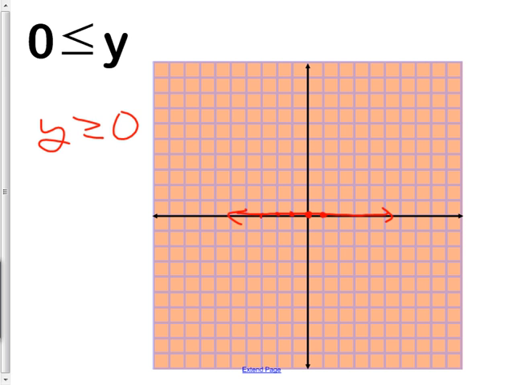Okay, so now my next thing is, should this be a solid or should this be a dotted line? Solid, because of this thing right there. And then should I shade above it or below it? Above it. Okay, easy peasy.